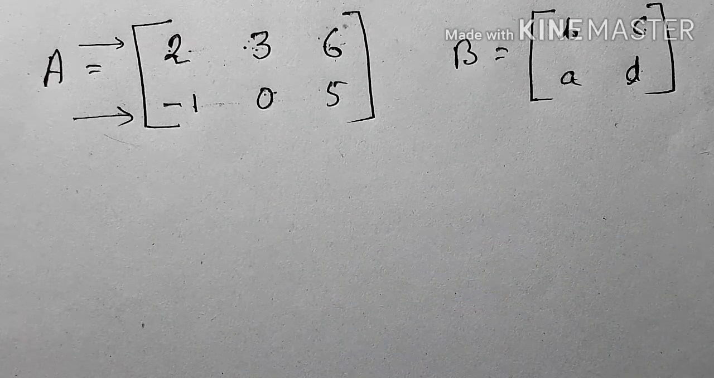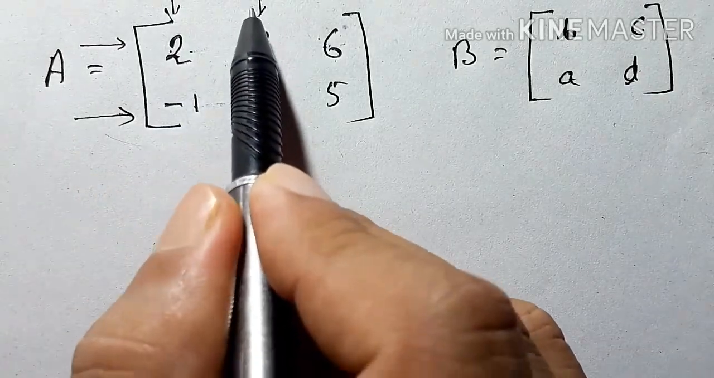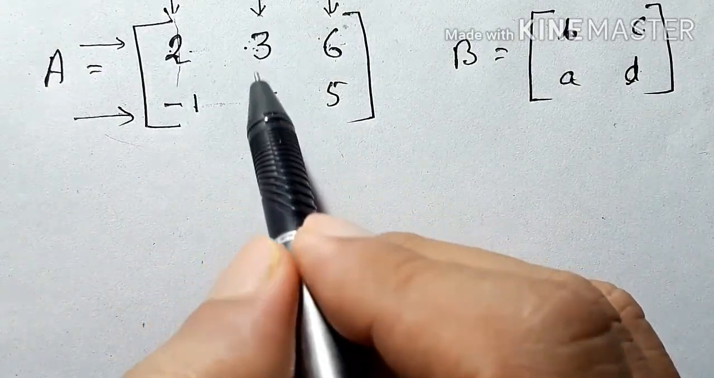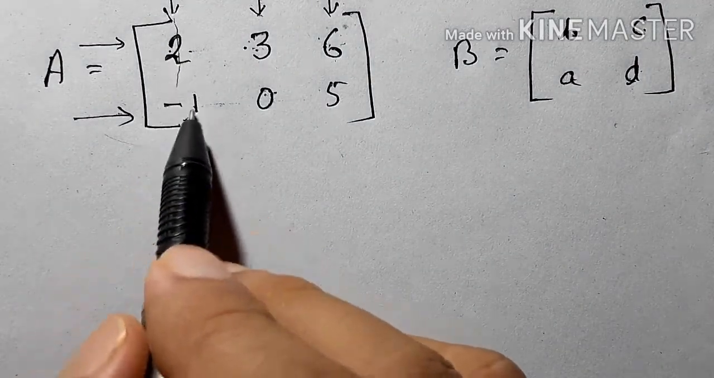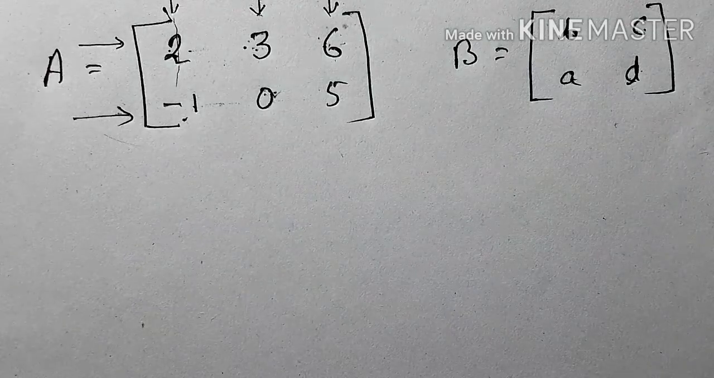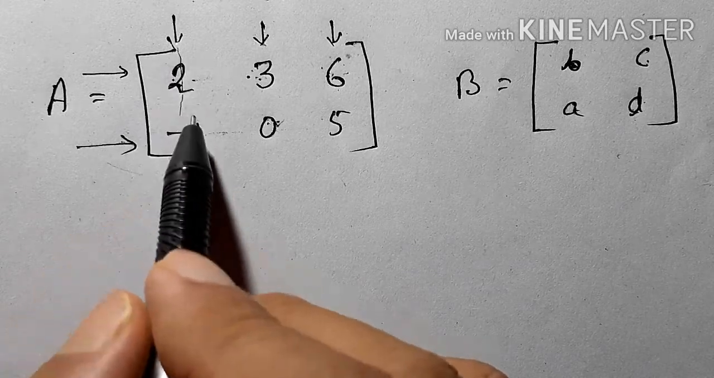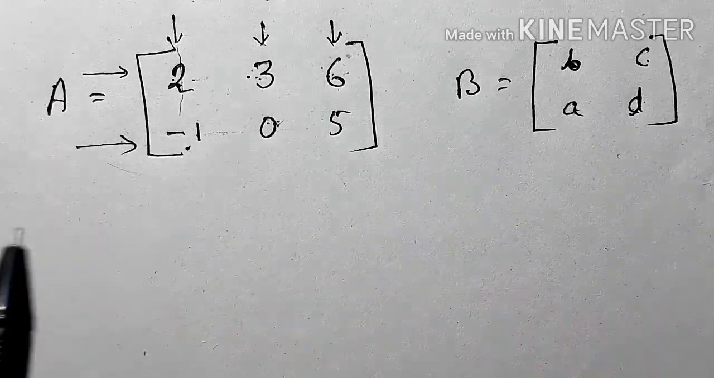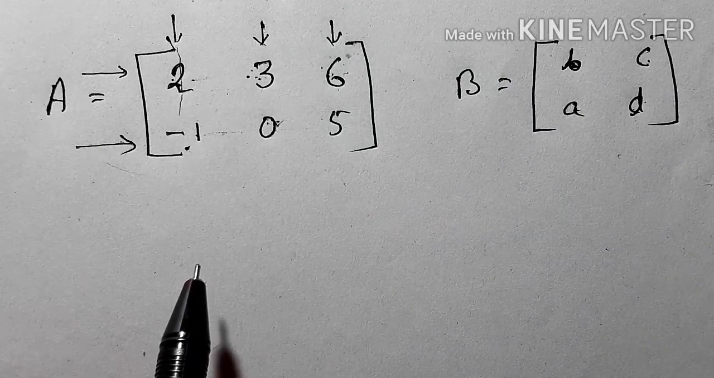Next, columns of the matrix. Here we can see the vertical lines we can draw through the elements of the matrix. This one first vertical line, this one second vertical line, this one third vertical line, and vertical lines are known as columns. Okay, so horizontal lines are known as rows and vertical lines are known as columns.